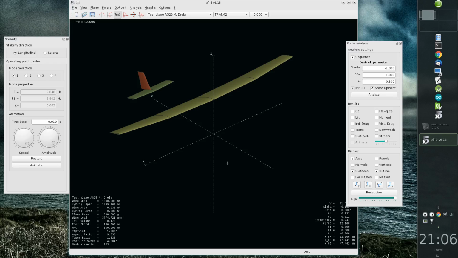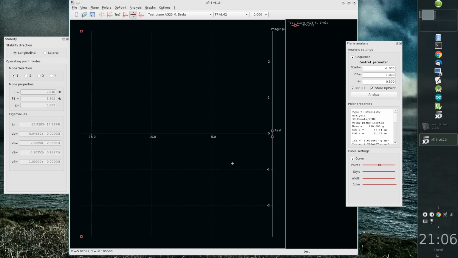Another way to understand and to compare the stability of planes is to use the root locus view. The root locus view is a complex graph in which we plot the complex eigenvalues of each mode. On the real axis here, we will have the stability part of the mode. On the vertical imaginary axis here, we will have the frequency, the vibratory oscillating part of the mode.